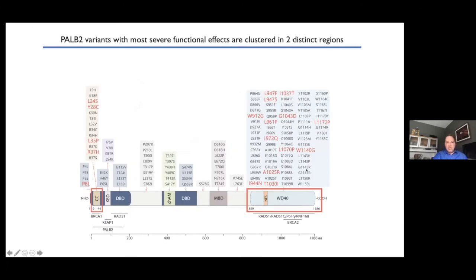So far with this study, we have shown that the PALB2 variants are located in two distinct regions. The first region is the coiled-coil of PALB2, which interacts with BRCA1, and also the WD40 domain, which interacts with BRCA2, but also RAD51C and RAD51.